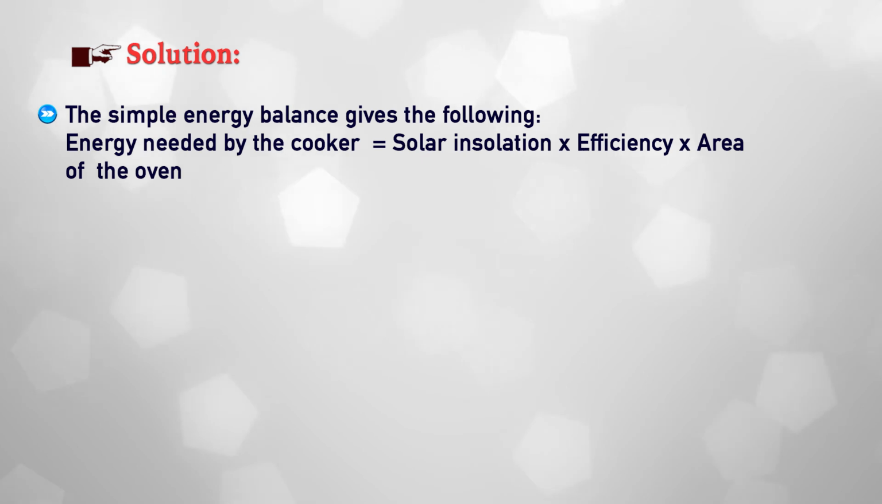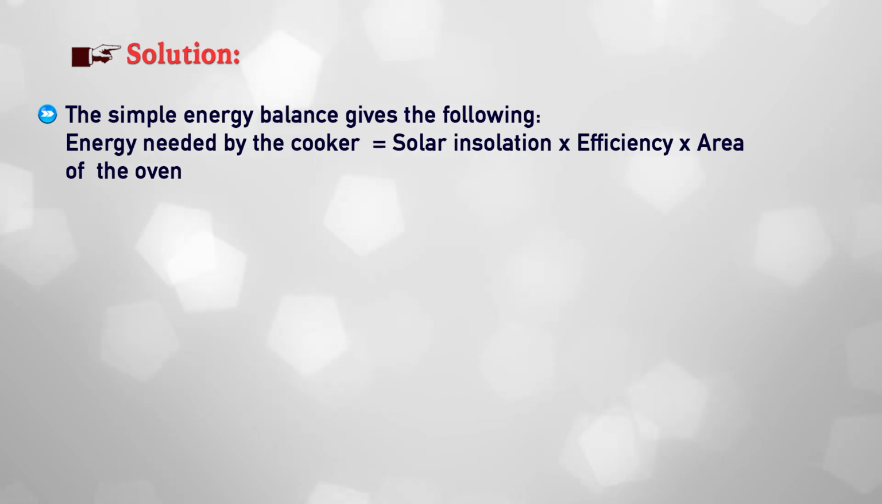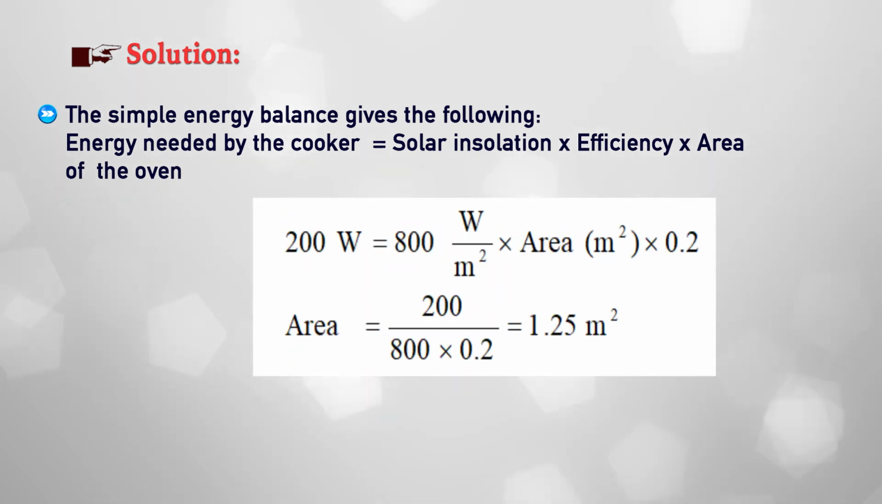The simple energy balance gives the following equation. Energy needed for the cooker is equal to the solar insolation multiplied by the efficiency and multiplied by the area of the oven. So energy needed by the cooker is given as 200 watts, solar insolation is given as 800 watt per meter square, and efficiency is 0.2. Just put all these values in this formula so you can find out the area. So area will come as 200 divided by 800 multiplied by 0.2. So it comes to 1.25 meter square.